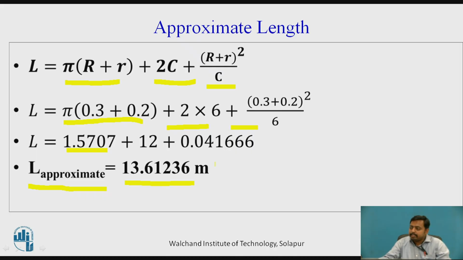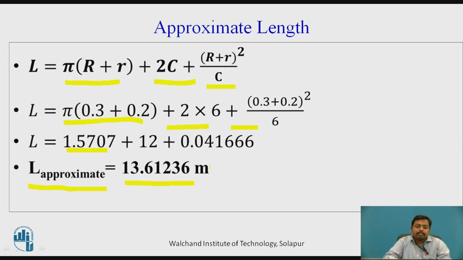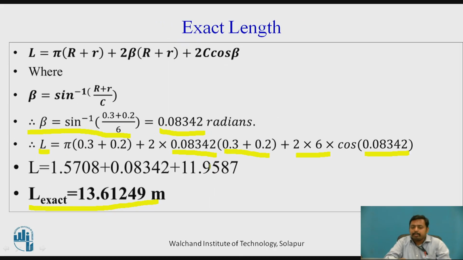So we get the approximate length as 13.61236 meters. This is the approximate length that we have got, which is close to the exact length that we have got in the previous slide. 13.61249 is the exact length we have got, and 13.61236 meters is the approximate length we have got. So we have calculated the exact length and the approximate length, and you can see the difference between 13.61236 and 13.61249 meters.